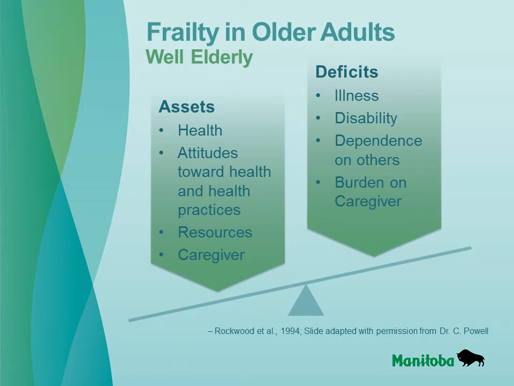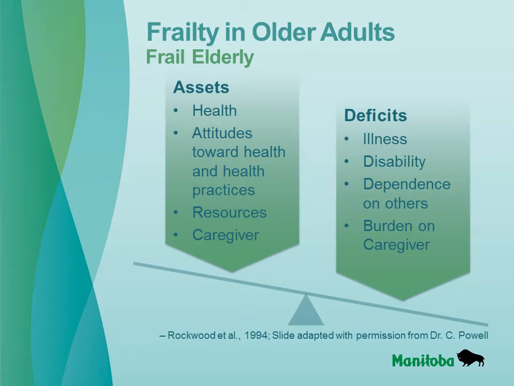This is the well elderly. Their assets well outweigh the deficits. Assets predominate. For the frail elderly, deficits predominate, and this may necessitate the need for personal care.